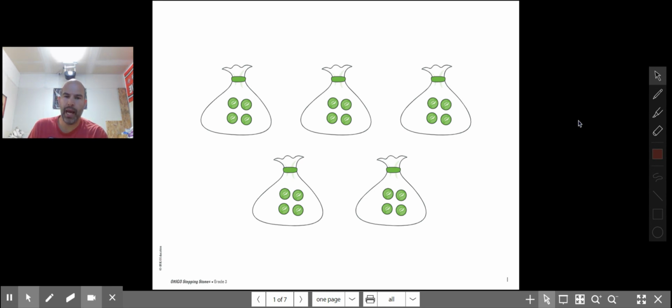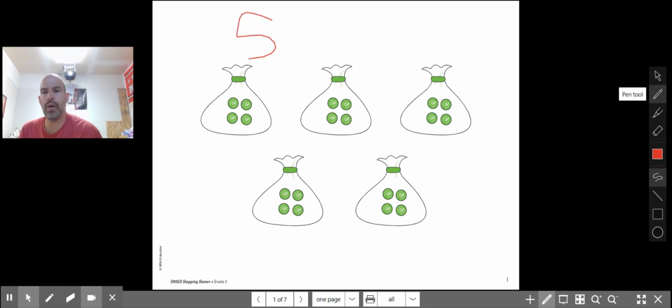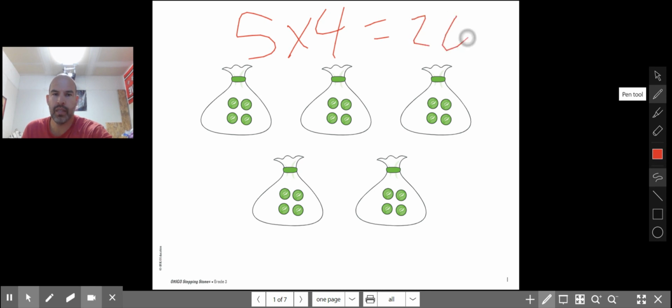So there are 5 bags, right? So 5 would be our first factor of our equation. There are 5 bags, and there are 4 marbles in each bag. And you guys have memorized your 5 facts, so you know that 5 times 4 equals 20, correct? So the first factor, 5, says how many groups there are. The second factor, 4, tells us how many are in each group. And then the product, of course, is how many in all, or the total amount.